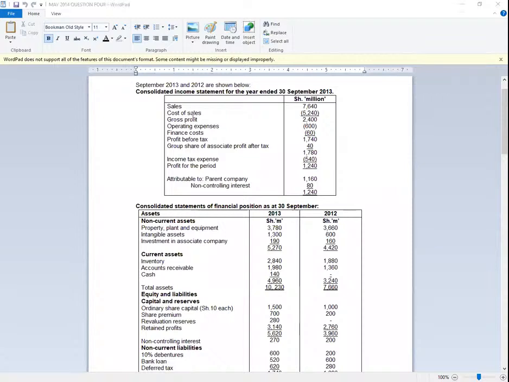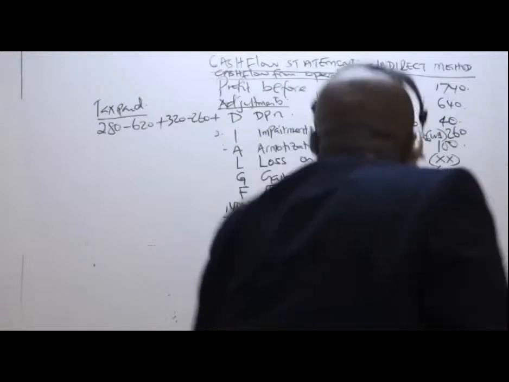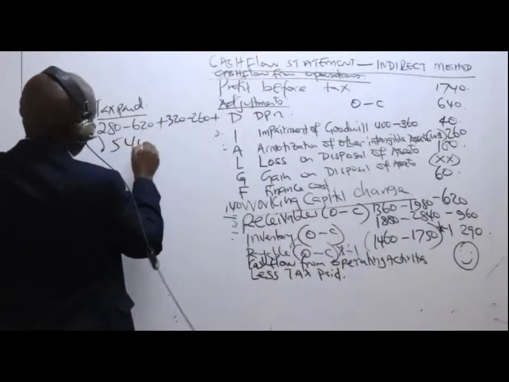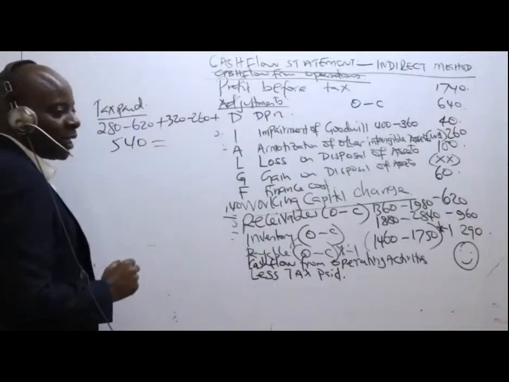If you look at your income tax expense, please don't take it as minus 540. No. Don't work with these brackets. Here we are adding because, in this tax paid, income tax for the year increases the obligation. It increases the obligation. So plus 540 there.